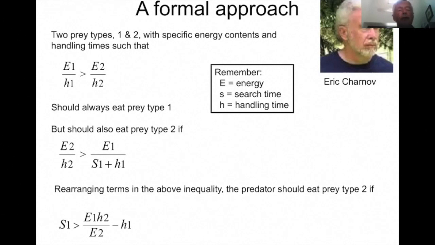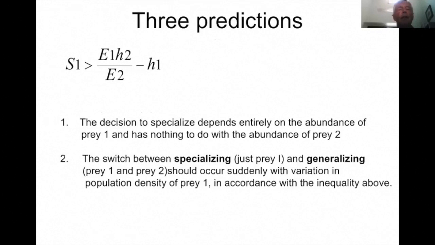So that's the theory. And it's a very elegant theory, but it was not tested. And so the test of the theory, which is also very interesting and really elegant, was done. Well, first of all, let me just reflect on some of the predictions. And I'm only going to give you two of the predictions of this relationship. First prediction is the decision on whether to specialize only on prey type 1 or to generalize on both prey type 1 and prey type 2 has nothing to do with the abundance of prey type 2. You don't see anything in here on the abundance of prey type 2, which would be reflected in S2, the search time, okay? So it's independent of how many prey type 2s there are and only dependent on how many prey type 1s there are, all right?